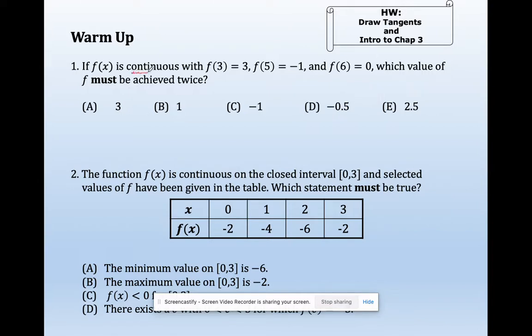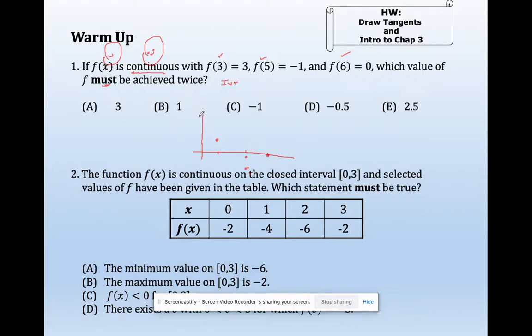If f of x is continuous with a point at 3, 3, a point at 5, -1, and a point at 6, 0, which value of f must be achieved twice? You need to think the intermediate value theorem here. And you have a function that is continuous. So think to yourself, self, when x is 3, y is 3. When x is 5, y is -1. When x is 6, y is 0.